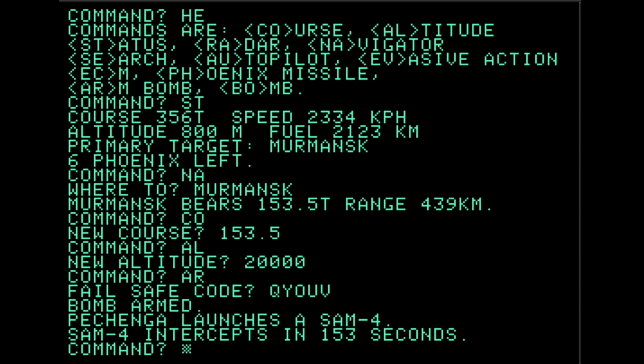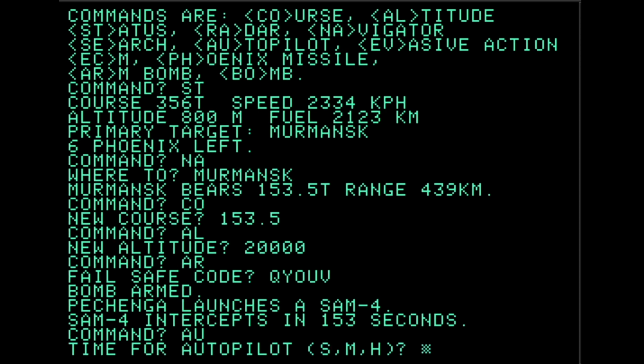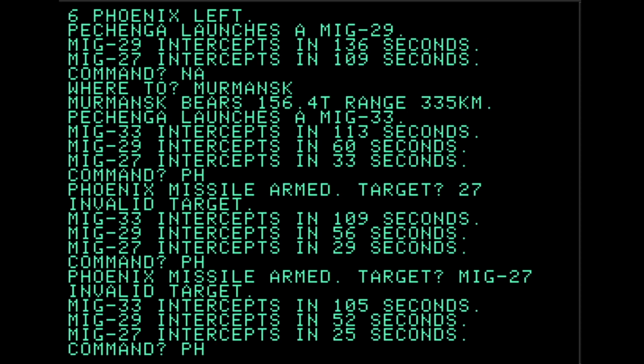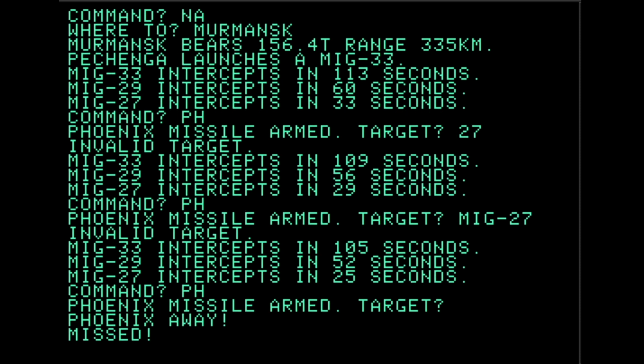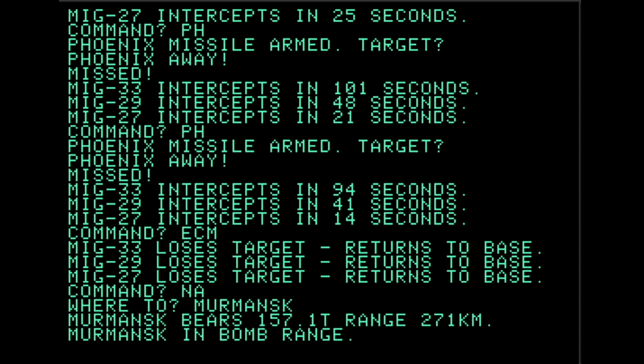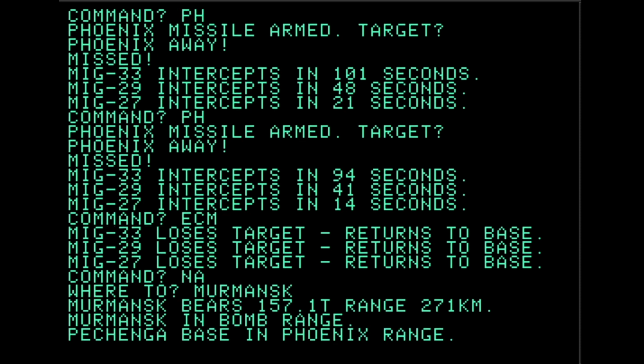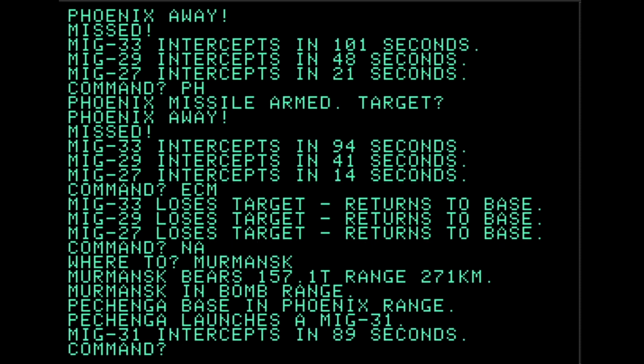So let's continue on. I'm going to do autopilot for another 30 seconds. Okay, so it turns out you don't need to enter any target if you just want to shoot at the closest thing in range. So we're going to try and take out these MiGs. We missed. We need to go 20 kilometers. Murmansk in bomb range.